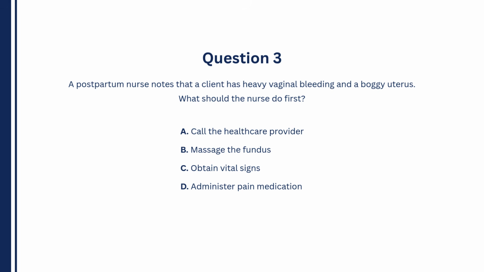Question 3. A postpartum nurse notes that a client has heavy vaginal bleeding and a boggy uterus. What should the nurse do first? It's B. Massage the fundus. A boggy uterus indicates uterine atony, the most common cause of postpartum hemorrhage. Thus, fundal massage is the first nursing intervention.